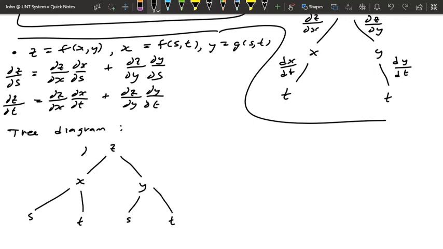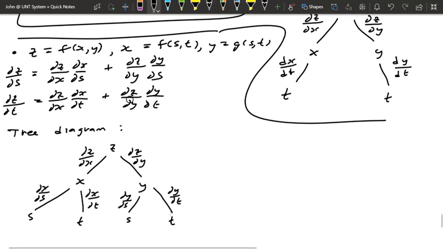So we can label these lines with the derivatives, del z del x, del z del y, del x del s, del x del t, del y del s, del y del t. And then if we want to take the partial derivative of z with respect to s, we would take each path from z to s. There's two paths like this. Multiply the derivatives along the paths and add. And then we get exactly this. And same thing with t.